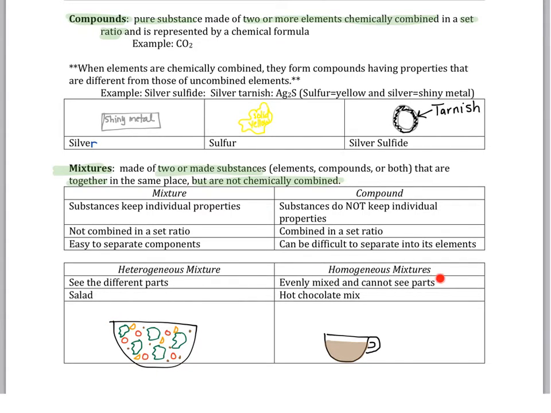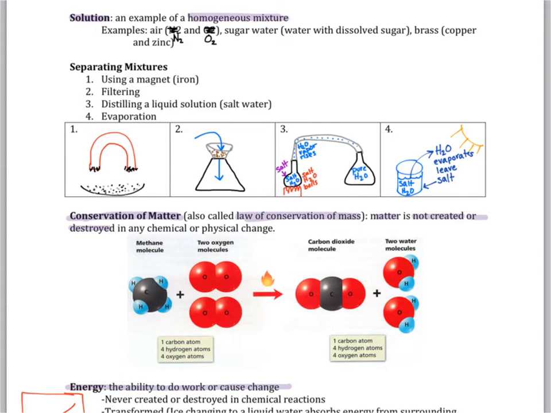A homogeneous mixture is one in which all of the elements are evenly mixed and cannot be seen individually. Hot chocolate is an example of that. We've mixed the powder and the milk, and while we can separate those things, we don't actually see their different components. A solution is an example of a homogeneous mixture. Air is one example. Sugar water, brass, which is a combination of copper and zinc, are all examples of solutions.